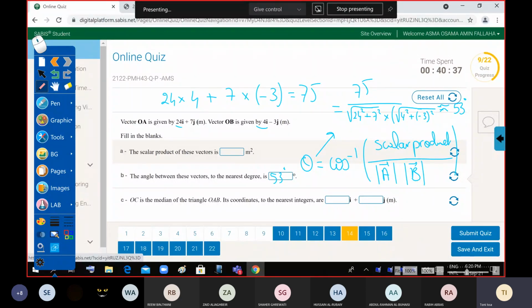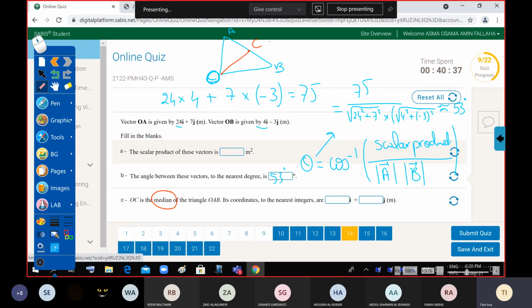C. OC is the median of the triangle OAB. Its coordinates are. Okay? So if I'm going to draw this triangle, OAB, like that. Okay, this is AB, and this is C. Oh, sorry, this is O. Okay, OC is the vector, so this C is going to be the median, as they said. What do they want? In other words, they are asking you about the midpoint of AB. Because we know that in the median C will be the midpoint.